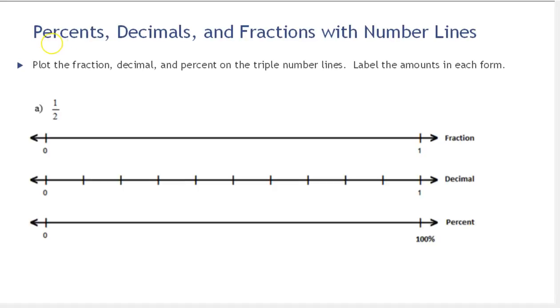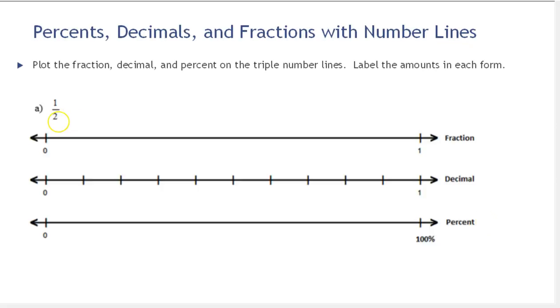In this example, we're going to continue to look at percents, decimals, and fractions and look at their equivalents, but we're going to use number lines, triple number lines. So we're given either a fraction, decimal, or a percent, and we're going to see how the corresponding amounts line up in the different forms.